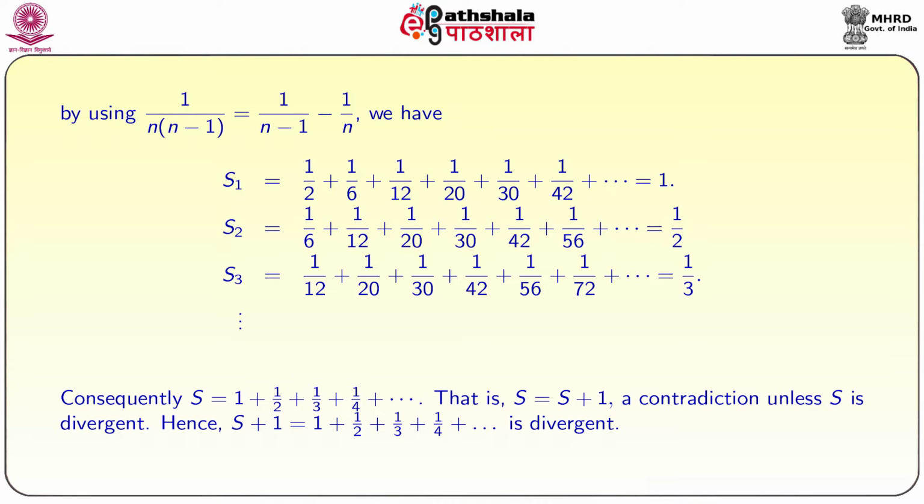That is, actually we started with S as 1 by 2 plus 1 by 3 and so on, but now we got S is equal to 1 plus 1 by 2 plus 1 by 3 and so on. That is, what we proved is S is equal to S plus 1. This is not possible for a finite quantity or a convergent series. So, this is a contradiction unless S is divergent. So, obviously, S plus 1 is also divergent in that case. So, this is an alternative proof that the harmonic series is divergent.